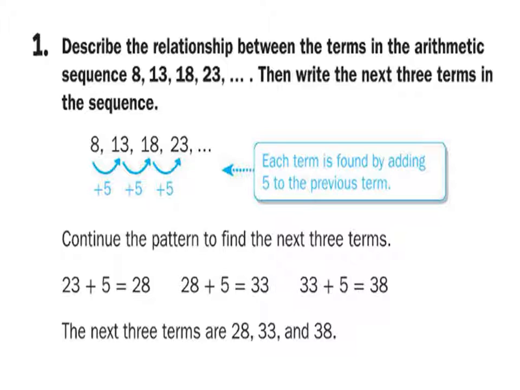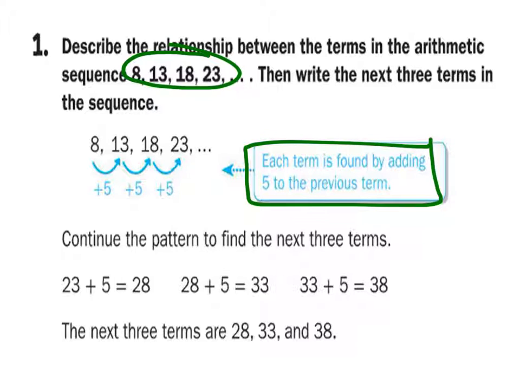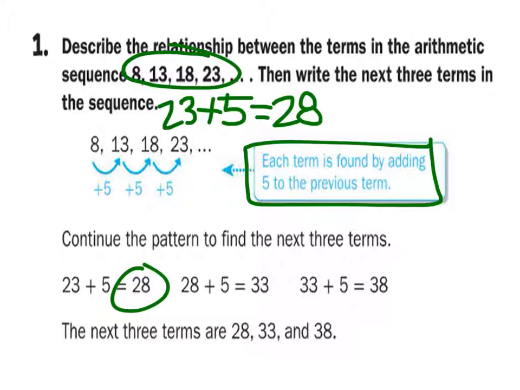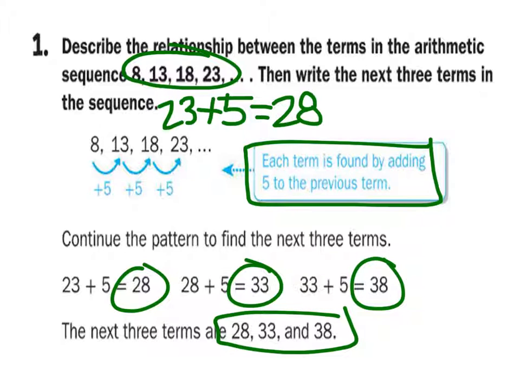So notice in these, what are we doing to each of these terms? We're adding 5 to each previous term. So it's stated here. This is in your book. So to get the next three terms, you take 23 and add 5, right? You get 28. 28 plus 5 is 33, plus 5 is 38. Bam, there you go. There's your next three terms.